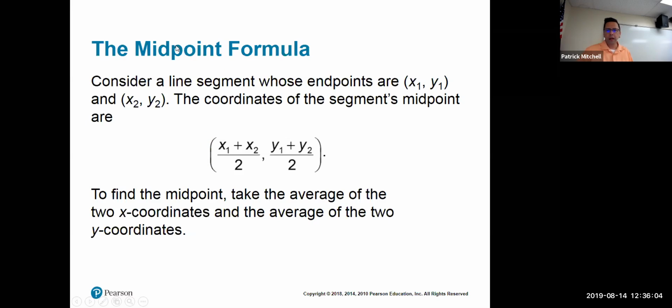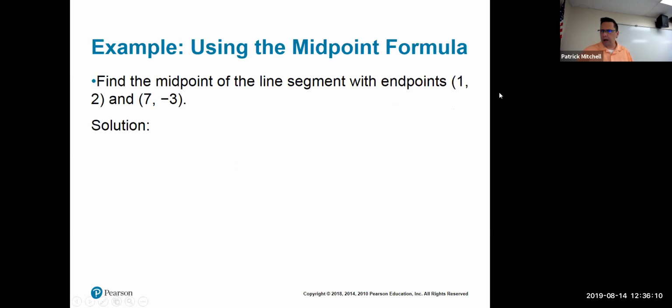Okay. So let's look at an example of that. So they want me to find the midpoint of the line segment whose endpoints are (1, 2) and (7, -3). So again, I would suggest that it might be a good idea to label which point is x1, y1, and which point is x2, y2. Okay, those twos look a little better.